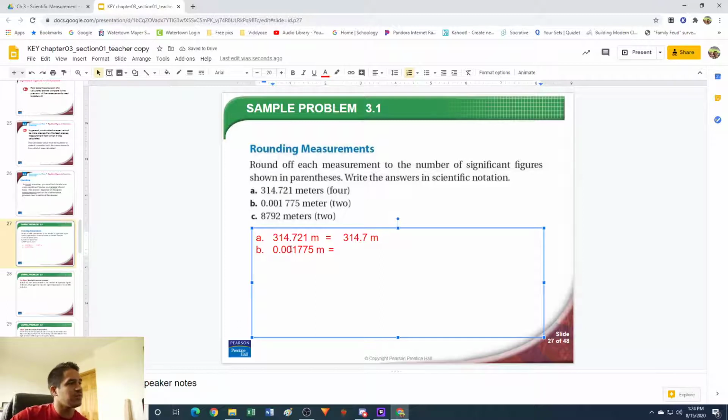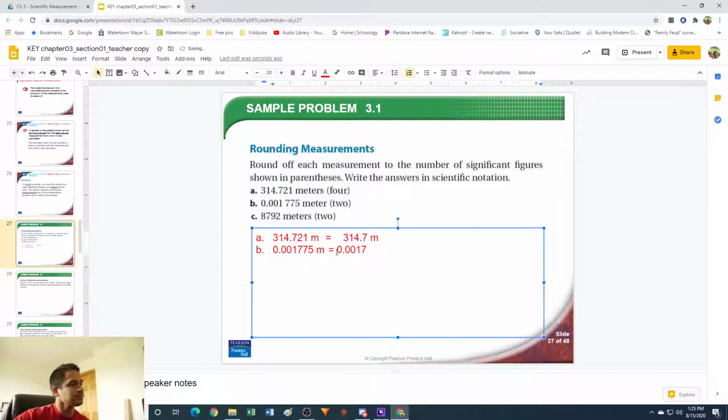Now currently this number has 4 sig figs, okay? 1775. Those are 4 significant figures. And we want, it says here, to round it to 2. So the first 2 would be the 1 and the 7. Okay, those would be our first 2 sig figs.